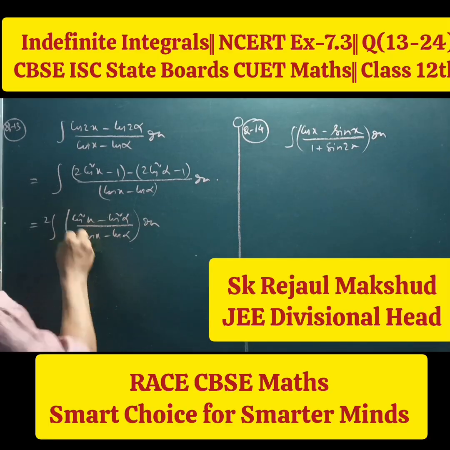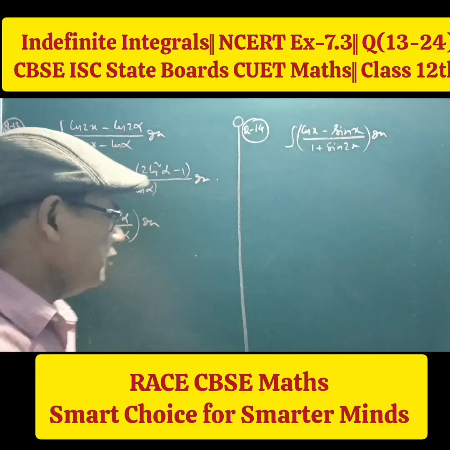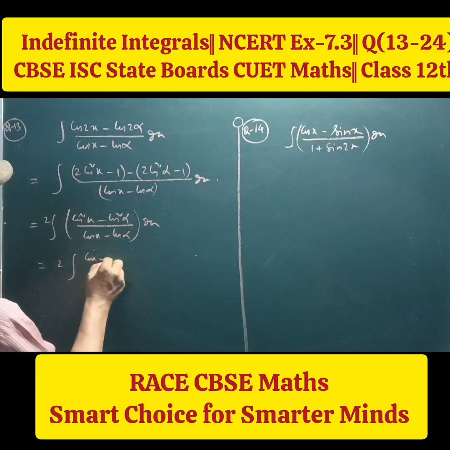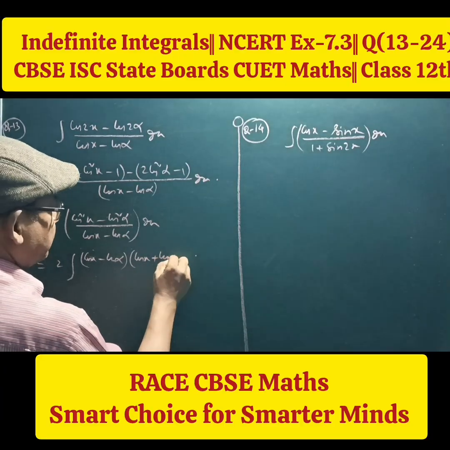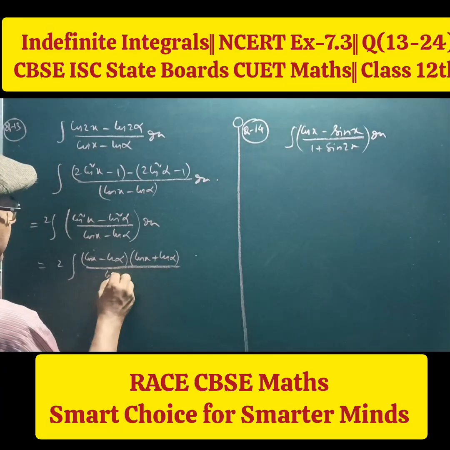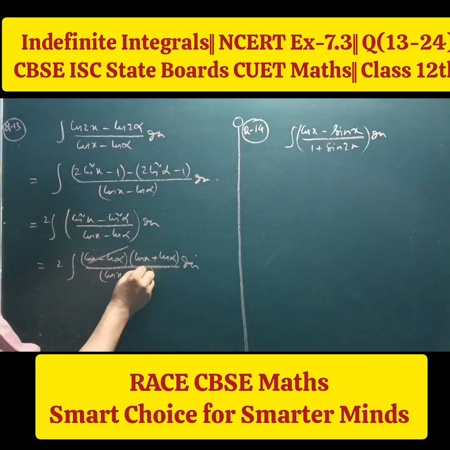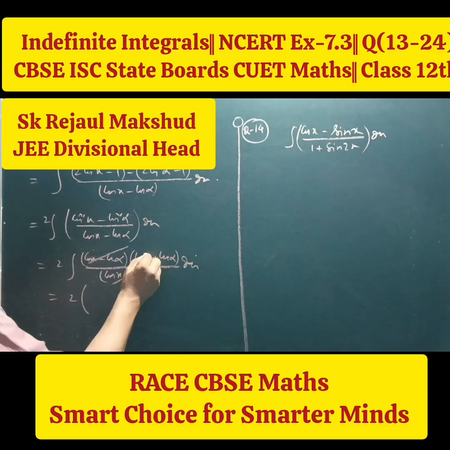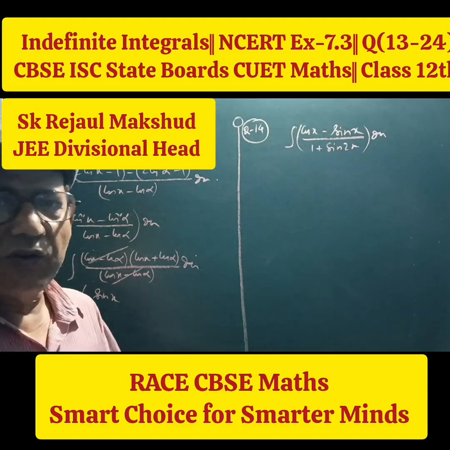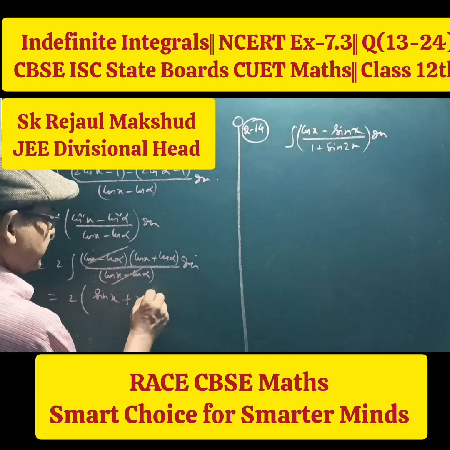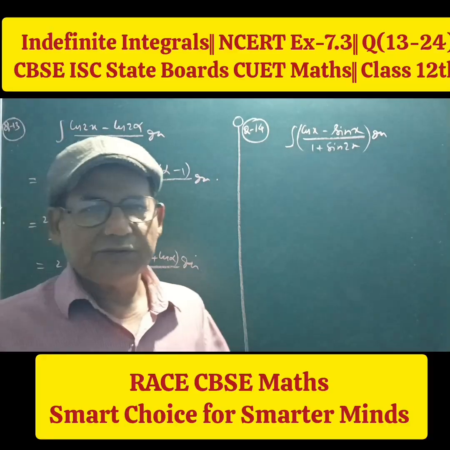So this is dx. And then what we'll do here, this is a square minus b square, a plus b into a minus b. So that is cos x minus cos alpha, and this is cos x plus cos alpha, and this is by cos x minus cos alpha, dx. And then what we'll do, you cancel this. And then this is cos x, the integration of cos x is sin x, and cos alpha is a constant. So what to write, this is x cos alpha, so this is plus c. This is a fantastic question for board exams.